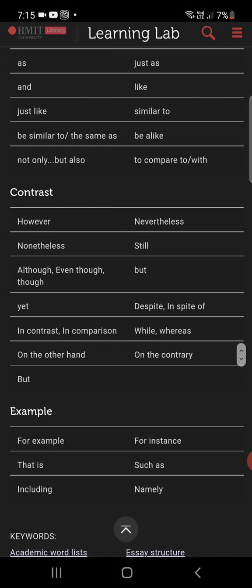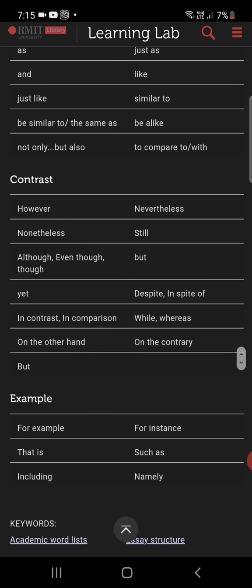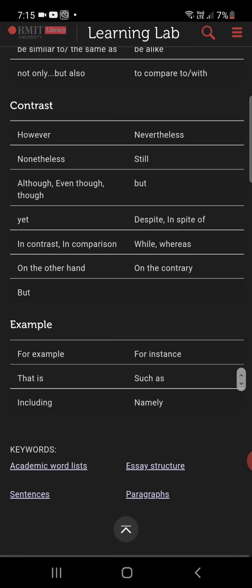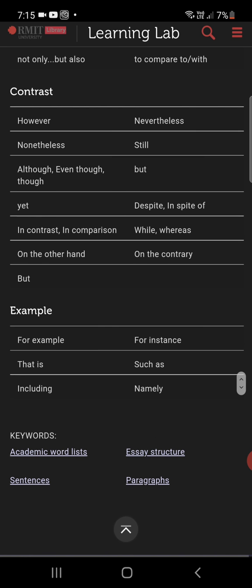I see be alike is not only. I see not only is but also. I see but also is to compare to. I see to compare to is with. I see with is contrast. I see contrast is however. I see however is nevertheless. I see nevertheless is nonetheless. I see nonetheless is still.